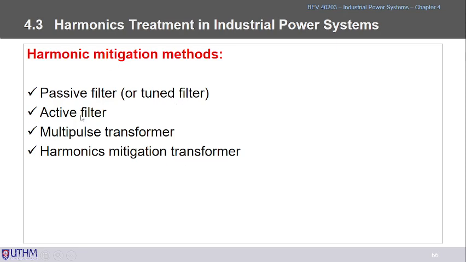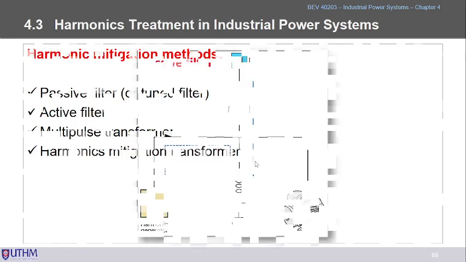Another one is the active filter, which uses advanced power electronics concepts. Active filter means we have a controller; this is a closed loop system. Another option, if we don't have a filter, is that we can directly purchase a multi-pulse transformer, or the HMT, the harmonic mitigation transformer. Of course it is more costly compared to a common transformer of the same size.